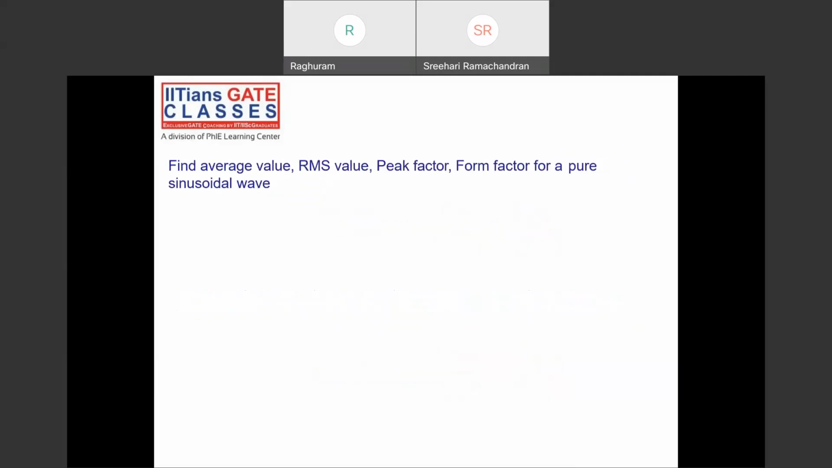Find average value, RMS value, peak factor, form factor of a pure sine wave. Try to find this: average value, RMS value, peak factor, form factor of a pure sine wave.